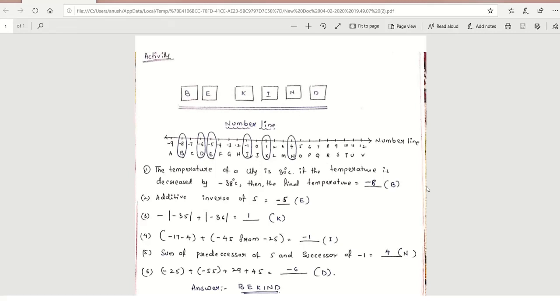And the last one, -25 plus -55 plus 29 plus 45. If you simplify this one, you'll be getting -6, which is represented with the letter D. If you arrange all these letters, you can find out the value.